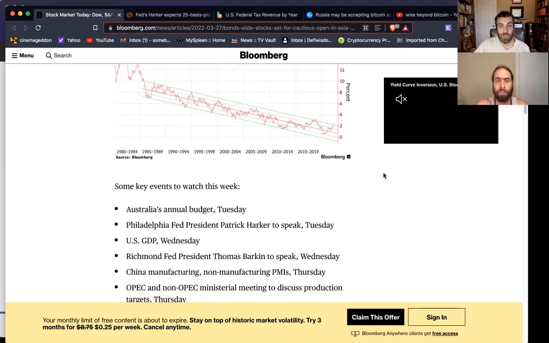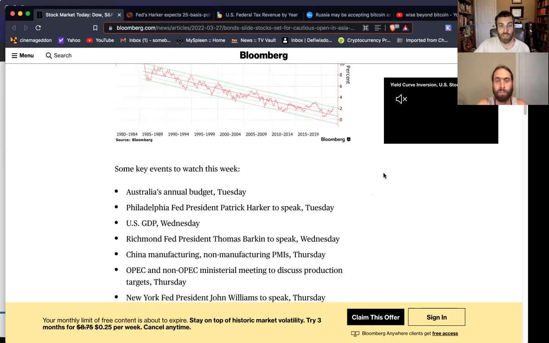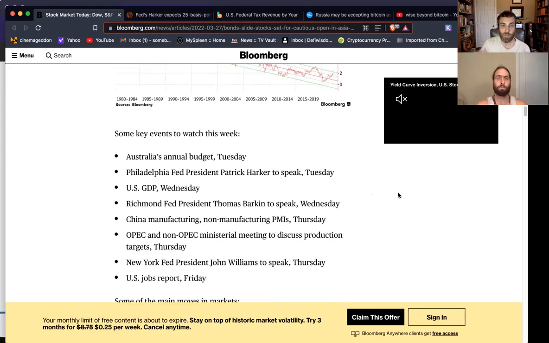But before we do, I found this to be a handy little list of what to expect. This is going to be a news-heavy week we're in now, so we're going to talk about some of the things happening today. The Philadelphia Fed president Harker spoke. We have an article about that. But further, tomorrow, GDP numbers for the U.S. come out. That's going to be very important to see what that looks like.